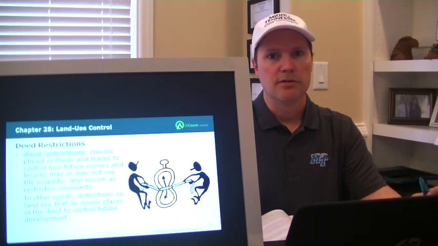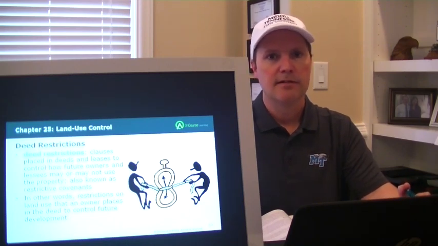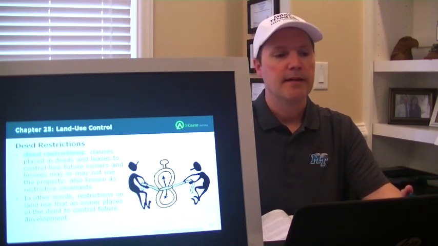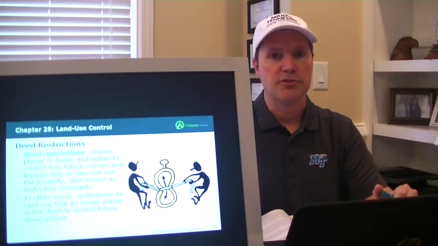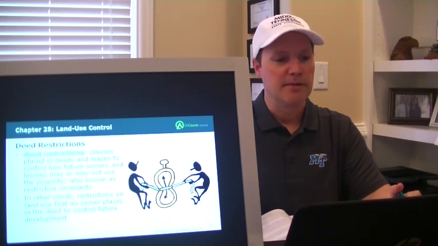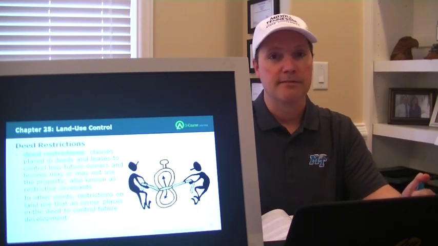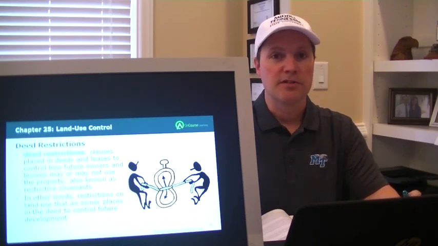When you buy into a HOA or PUD, Planned Unit Development, they'll give you the guidelines of the restrictions. So it's usually a pretty good thick pamphlet. You've got to make sure to read all that prior to closing on your house. That way you know what's expected of you.